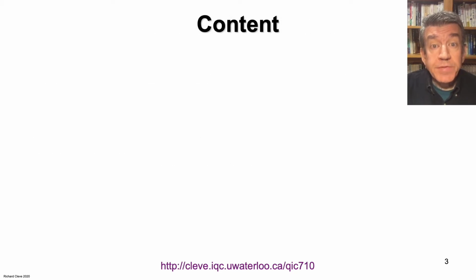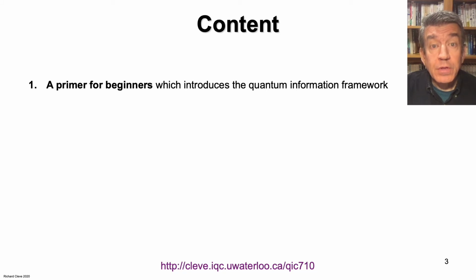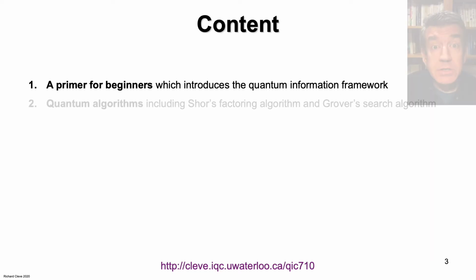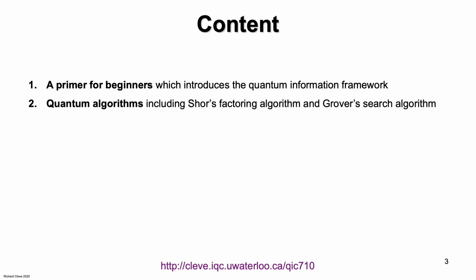The content of this course can be viewed as consisting of 4 parts. The first part, a primer for beginners, introduces the quantum information framework and is intended to ensure that the diverse group of students are all on the same page. The second part is on quantum algorithms and includes Shor's famous factoring algorithm and Grover's search algorithm.